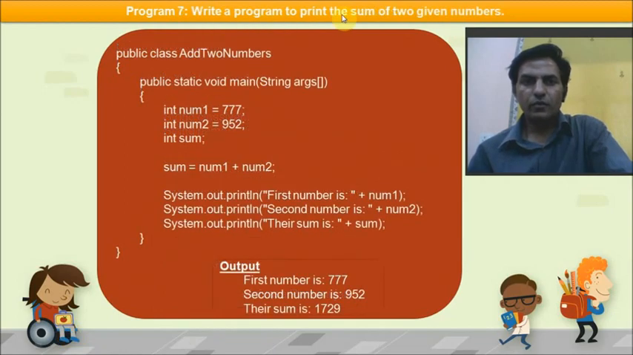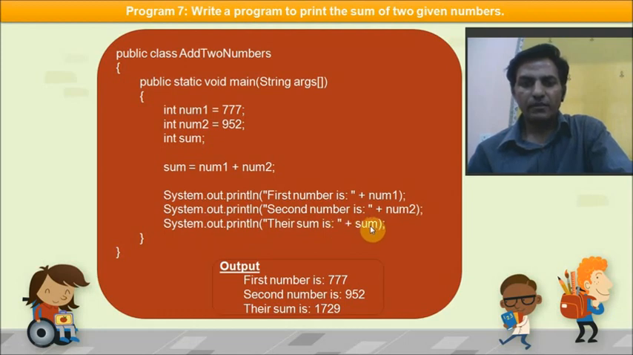Next, write a program to print sum of two given numbers. So public class AddTwoNumbers, it's a class name. Now public static void main String arguments, there I have written num1 777, num2 952. Then I have written sum is equal to num1 plus num2. This is the formula. Now I have written System.out.print first number is, then plus num1. System.out.println second number is num2. Then I have written third statement System.out.println their sum.